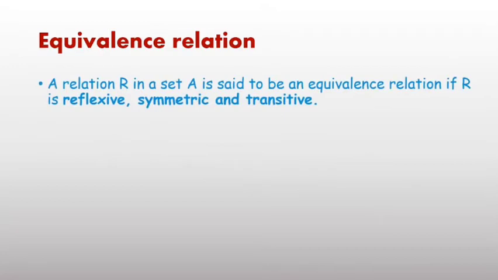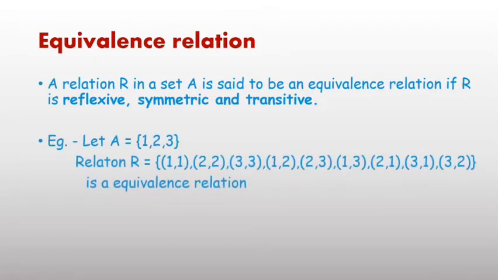Equivalence relation. If relation is reflexive, symmetric and transitive, then it is known as equivalence relation. One example is here. Set A is given as 1, 2 and 3. Relation R is given by (1, 1), (2, 2), (3, 3), (1, 2), (2, 3), (1, 3), (2, 1), (3, 1), (3, 2).